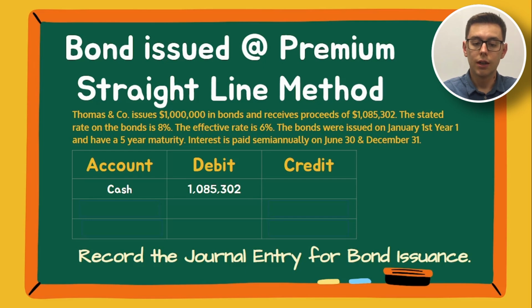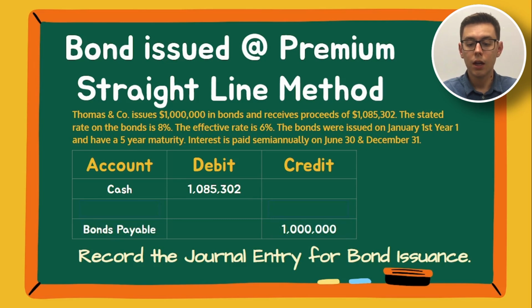$1,085,302. The second part that I like to go to next is the actual amount of the bonds. It says we issued $1 million in bonds. So we know that we'll have bonds payable, and that's a liability, so we will credit that for $1 million. So right now our debits and credits don't equal each other. Maybe you're not quite sure what the next part of this entry is. So we at least have a plug here, right?